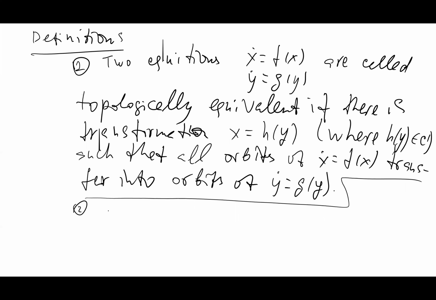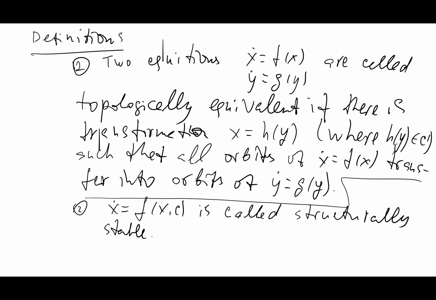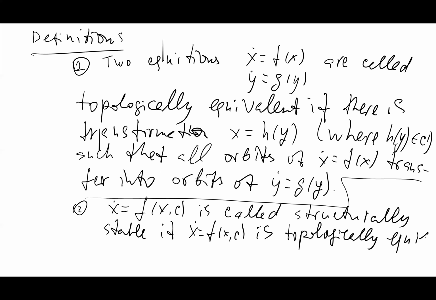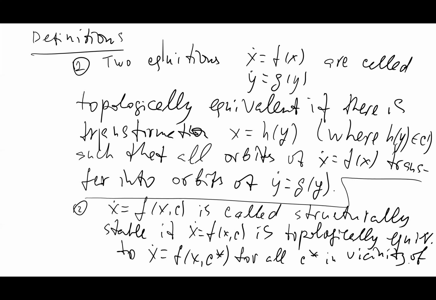So the second definition. A flow with parameter is called structurally stable if x dot equals f of x, c is topologically equivalent to x dot equals f of x, c star, a different value of parameter c, for all c star in the vicinity of c.